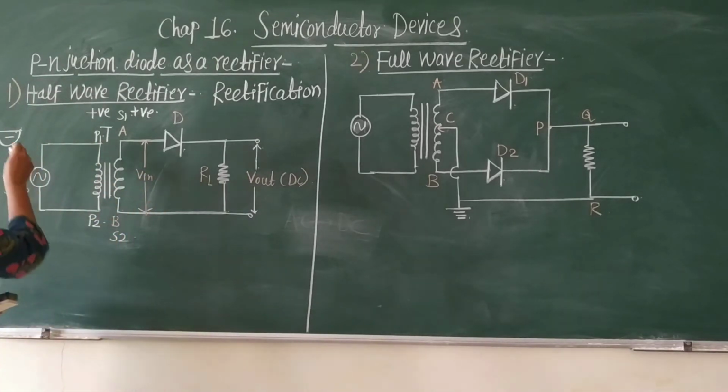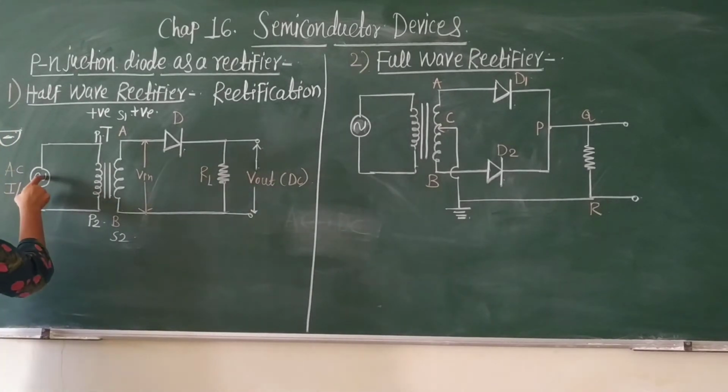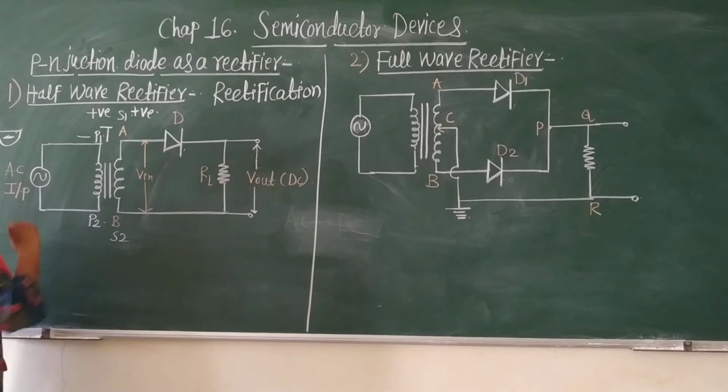Now next half cycle is the negative half cycle. During the negative half cycle, P1 is negative with respect to P2.